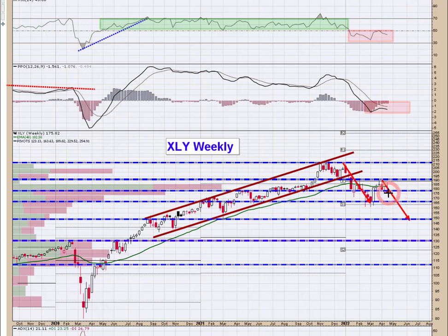I think Amazon reports this week. You have to double check that. But you get a break below 166-ish. You're going to get a move down to 150, I believe, and potentially even back in here to 130, depending on how it goes in the market.